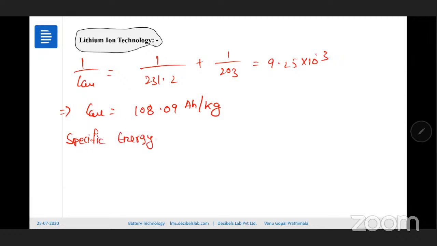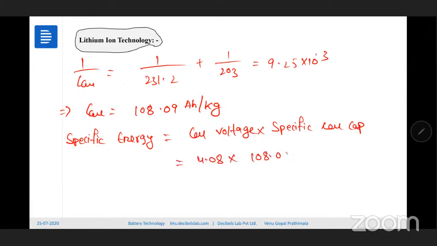Specific energy equal to cell voltage into specific cell capacity. So it is 4.08 into 108.09, which gives you like 441.01 watt hour per kg. Okay, so this is the specific energy. So these are the calculations for the three cases.